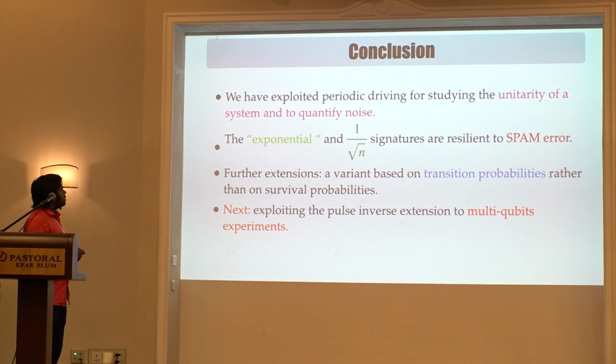So for the conclusions, I think I am able to motivate you that we have a formalism that found a signature of a unitary system and a way to quantify noise. The exponential and 1 by n signature is resilient to SPAM errors. This thing I haven't discussed, but it can be shown. We have also already extended this formalism to transition probabilities. In this talk, I only talked about the survival probability, but one can extend this formalism to the transition probabilities.